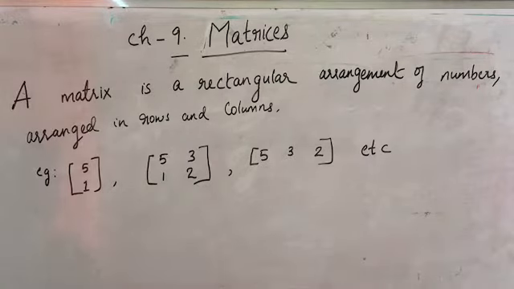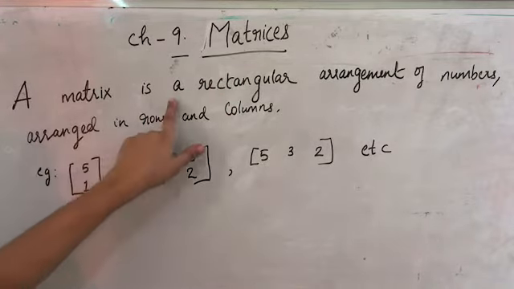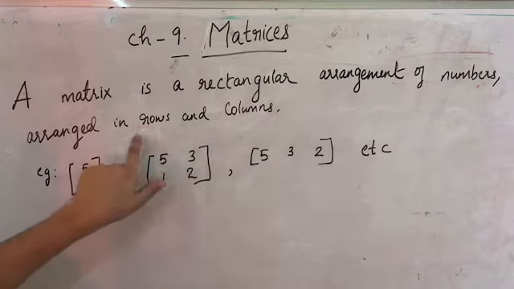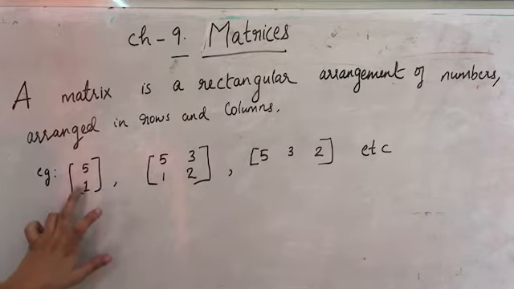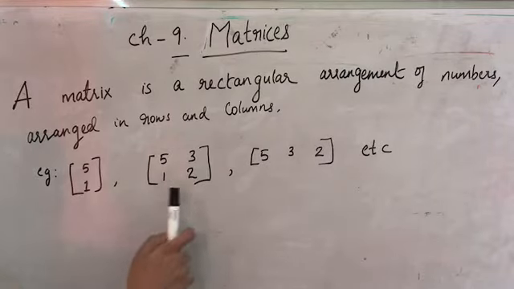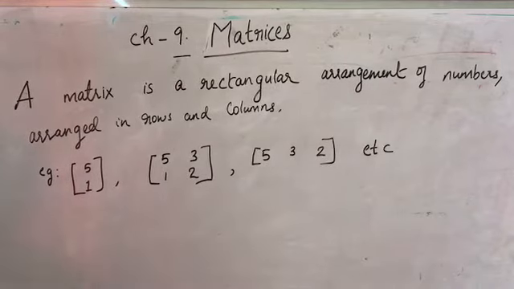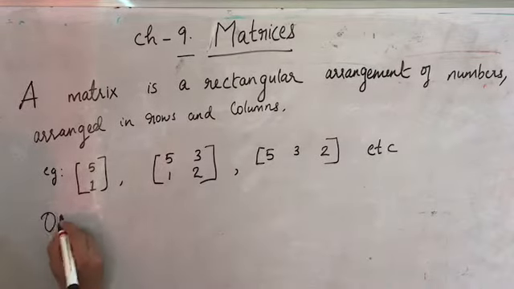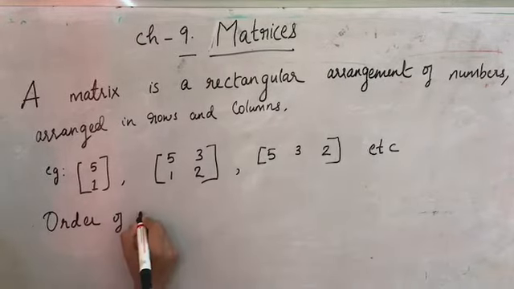Okay? So, what is a matrix? Matrices is the plural of matrix. So, a matrix is a rectangular arrangement of numbers arranged in rows and columns. For example, 5, 1, you can see it is arranged in a rectangular form. We can write these numbers. So, this is the way you represent the matrices. Okay. So, now let us come to an important term in matrices, that is order of a matrix.